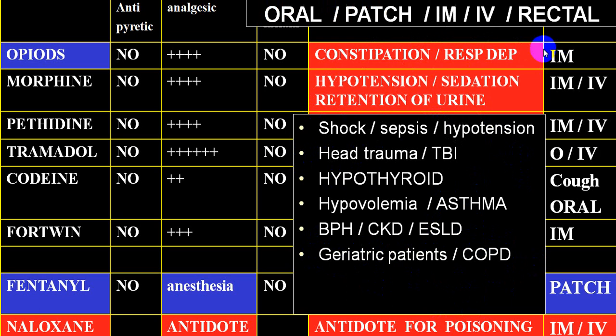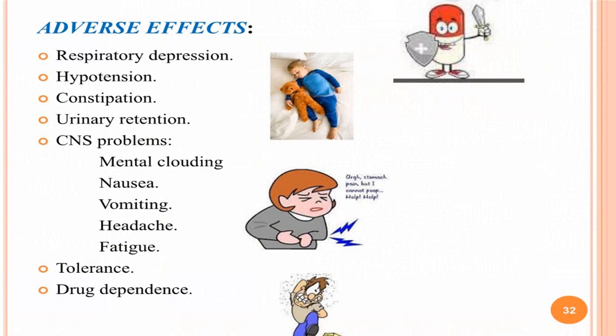Those are available in different preparations. We have already told you: oral, patch, intramuscular, IV, or in the form of a rectal suppository also. Some are available in the form of rectal suppositories. So the common side effects we already mentioned: respiratory depression, hypotension, constipation, urinary retention, sedation. A person can have mental clouding, nausea, vomiting, headache, fatigue. Slowly the person gets tolerance to it, and the person becomes drug dependent, with addiction. Very, very common side effects.